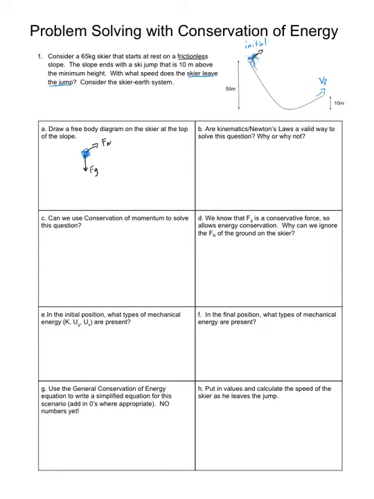All right? Letter B says, are kinematics, Newton's laws, a valid way to solve this question? Why or why not? And the answer, of course, is no, because the acceleration is changing, right? As we go down the slope, right here, you've got the force this way. Let me go ahead and go back. So the normal force is this way and gravity is this way. But when I come down here, the normal force is up that way and gravity is this way. And as I get over here, the normal force is now upwards and gravity is this way.